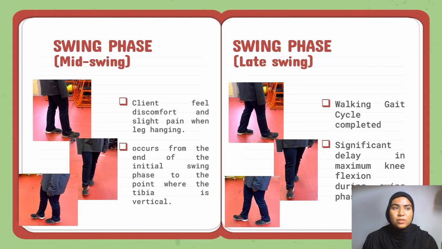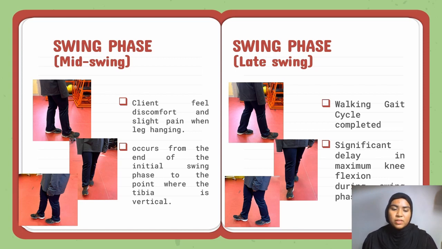Okay, now we proceed with mid swing. Mid swing occurs from the end of the initial swing phase to the point where the client's tibia is in a vertical position. During this phase, our patient complains that she feels discomfort and slight pain when the leg is in a hanging position. Okay, next is late swing.